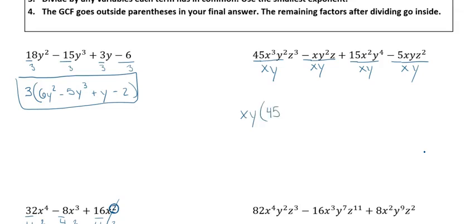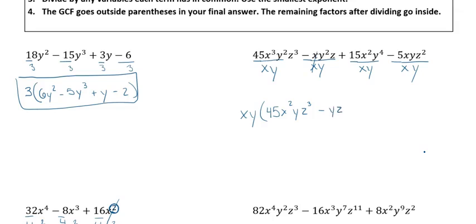My coefficients aren't going to change because I'm just dividing by x, y. So x cubed divided by x is x squared. Y squared divided by y is y, and then I just keep that z to the 3rd. It just stays there. Okay, here my x's would cancel out, so I would be left with y, z.